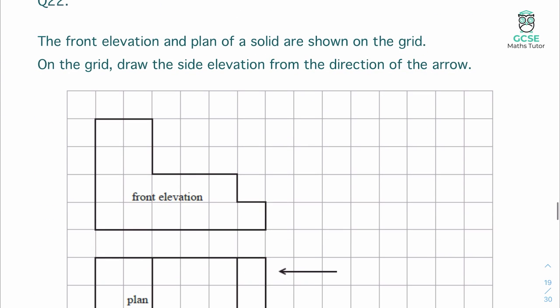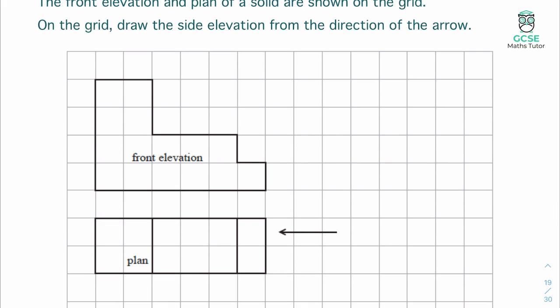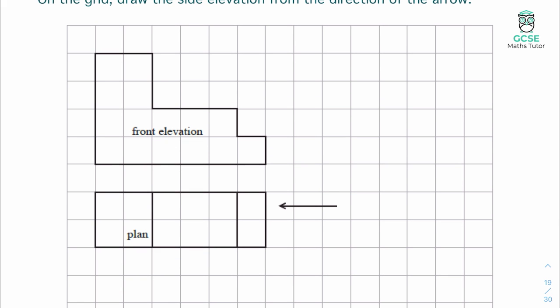Okay, so plans and elevations. So it says here on the grid, draw the side elevation from the direction of the arrow. So when I'm drawing a side elevation, I'm definitely going to want to draw it the same height as the front elevation here. So the shape here is going to be the same height as the front. So I'm just going to draw that 4 squares up.